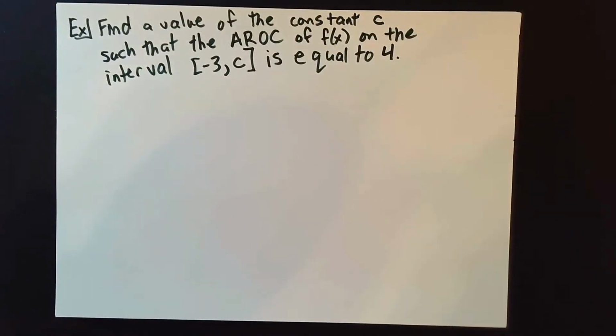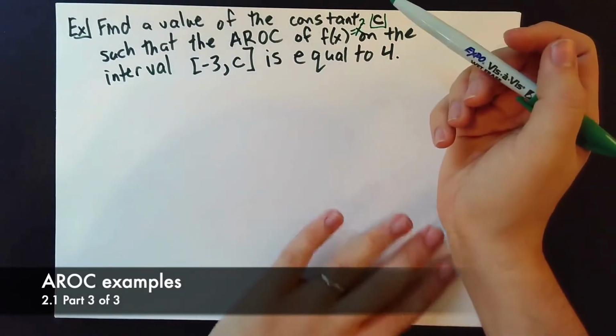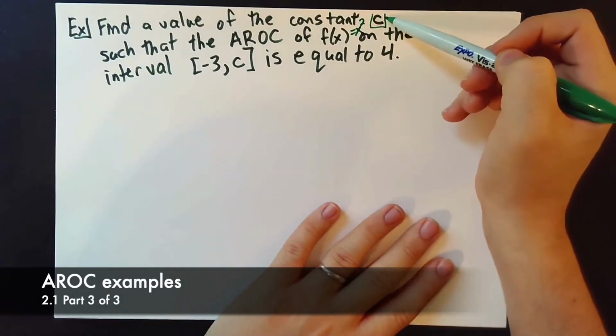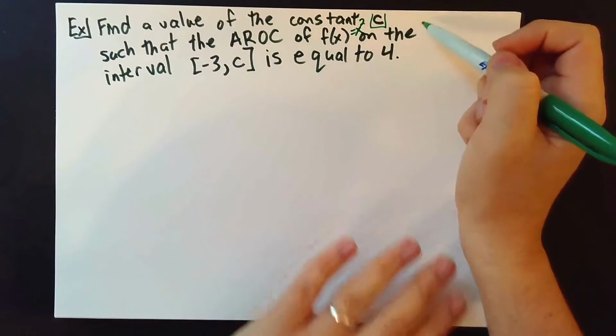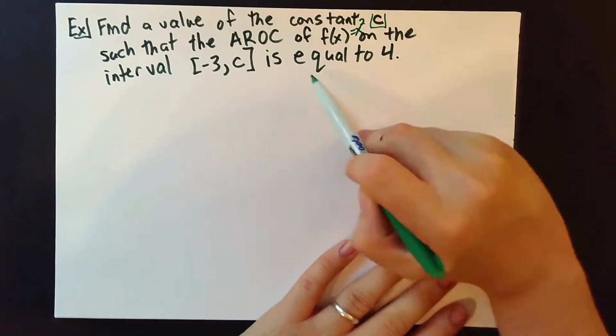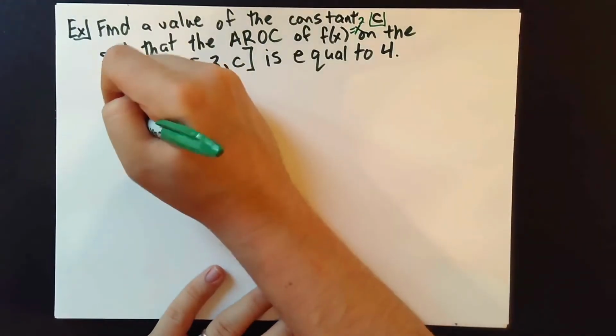Welcome back. In this video, I'm just going to do a couple examples of this style of question. So in this question, what I'm asking is to find a value of the constant c so that the average rate of change of x squared on the interval minus 3 to c is equal to 4. So how are we going to do that?